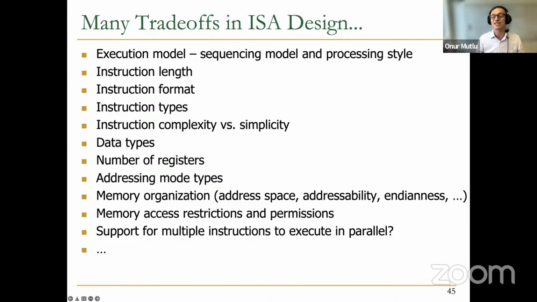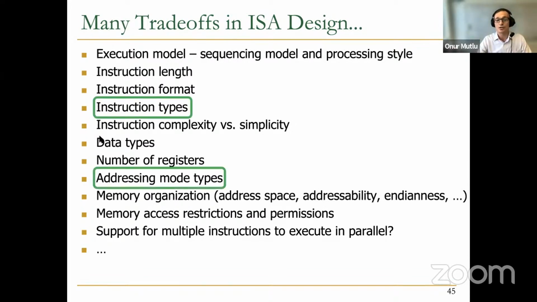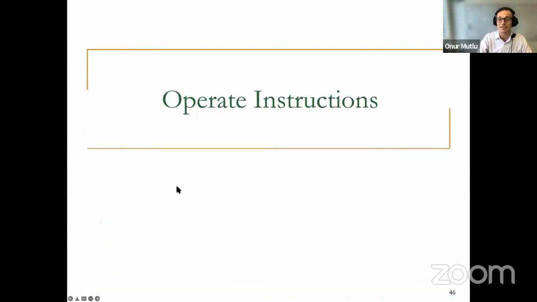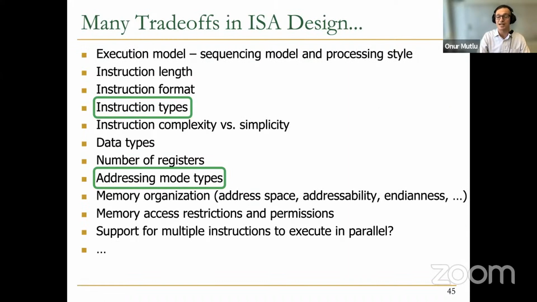So there are many system level issues also. After we take a break, I'm going to talk more about instruction types and addressing mode types. And we're going to go more into examples of these different types of instructions: operate, data movement, and control flow. And we're going to see some example trade-offs in a limited manner so that we can understand these trade-offs, at least within the scope of the ISAs we're examining, in a better way.